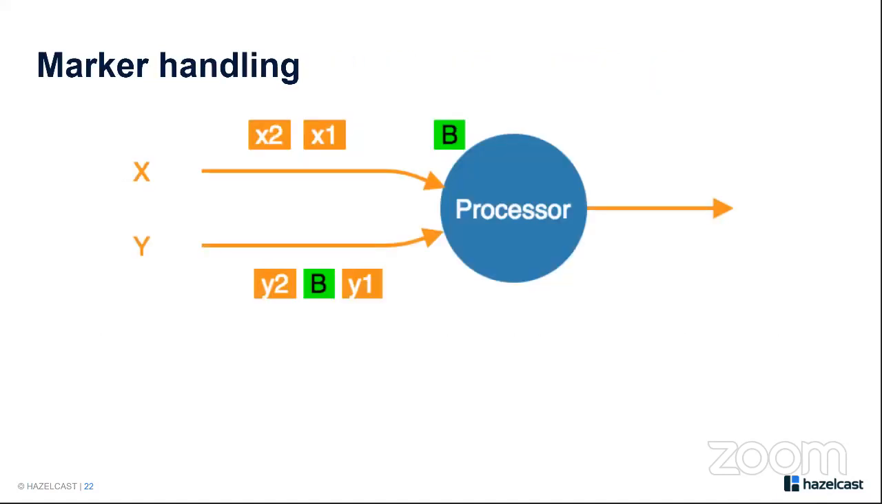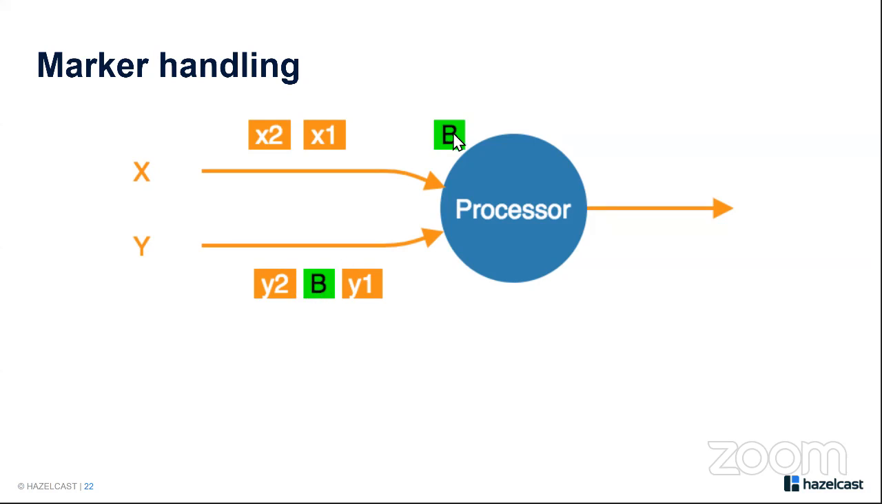Let's have a graphical example. This is our processor. It has two inputs and one output. On the input X the items are B, X1, X2. We call it the barrier, but the B is the marker. Barrier or marker, I may use them interchangeably, it's the same thing. And on channel Y, there is a message Y1, the marker, and Y2, in this order. The order is important.